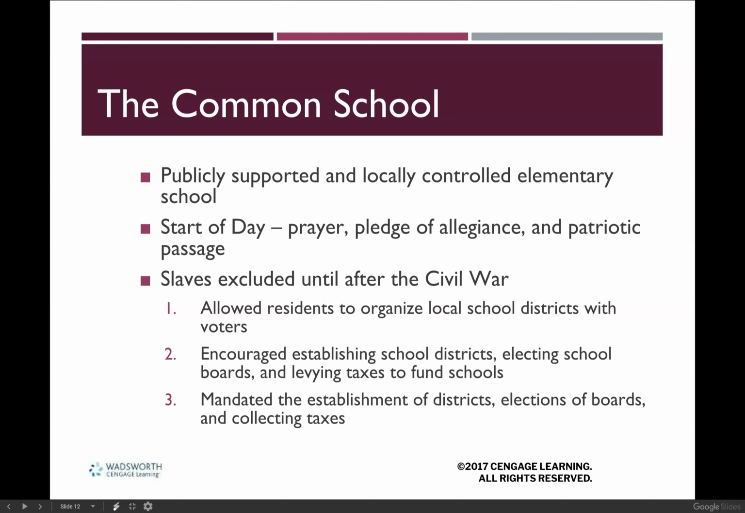So after the Civil War, slaves were allowed to enter these school systems, or actually they weren't slaves anymore, former slaves. And they allowed residents to organize local schools and vote after the Civil War. They were encouraged to establish elected school boards and levy taxes to fund these schools. And so some of them mandated the establishment of these districts to collect the taxes and establish the elections.